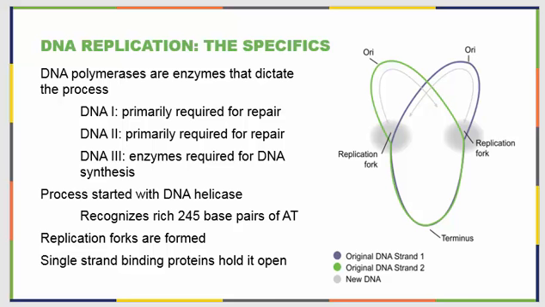DNA polymerases are the enzymes that dictate this whole process. DNA polymerase I and II are primarily required for repair, while DNA polymerase III is the enzyme that actually does the DNA synthesis. The whole process starts with DNA helicase. Helicase is capable of recognizing really rich 245 base pair repeats of adenine and then thymine. The helicase unzips the gene. Replication forks are therefore formed, and a single binding protein holds everything open.